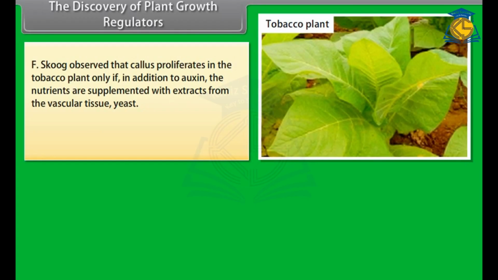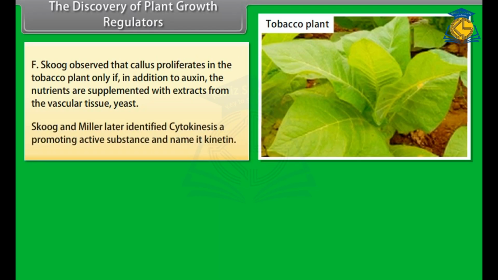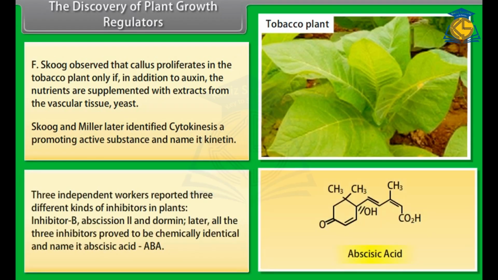The discovery of plant growth regulators. F. Skoog observed that callus proliferates in the tobacco plant only if, in addition to auxin, the nutrients are supplemented with extracts from vascular tissue or yeast. Skoog and Miller later identified a cytokinesis-promoting active substance and named it kinetin. Three independent workers reported three different kinds of inhibitors in plants: inhibitor B, abscisin II, and dormin. Later, all three inhibitors proved to be chemically identical and were named abscisic acid, ABA.